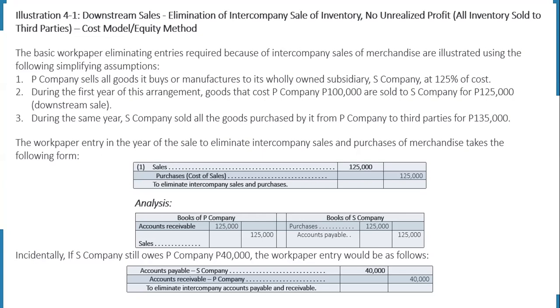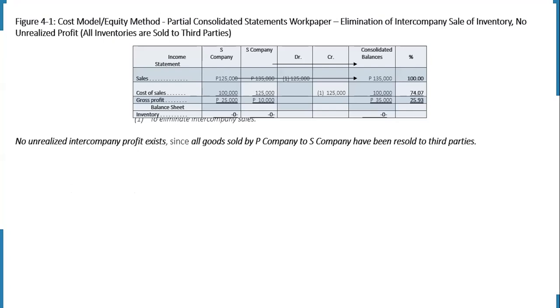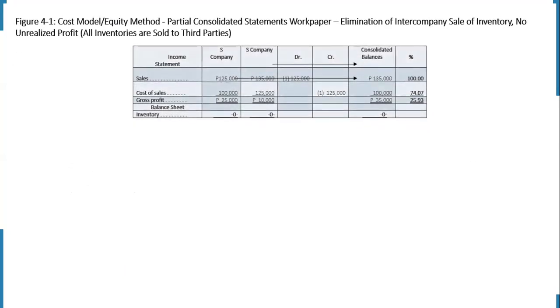Now, to eliminate intercompany payable and receivable, we are debiting accounts payable of S Company 40,000 and crediting accounts receivable of P Company for 40,000. Okay, so in other words, we have the elimination entries in order to show that several of these accounts will be eliminated because P and S are affiliated.